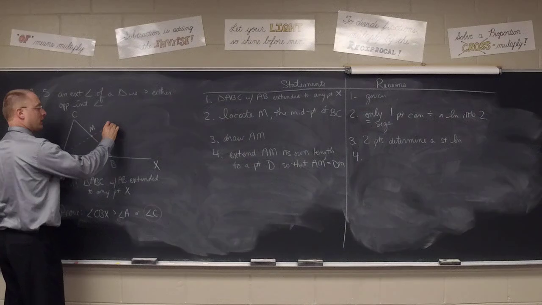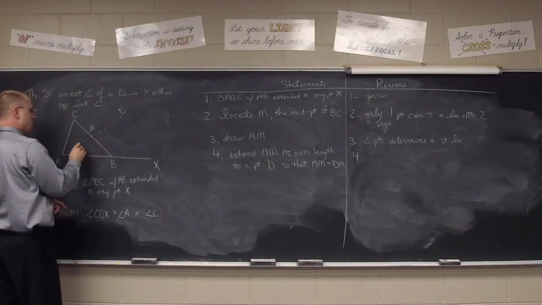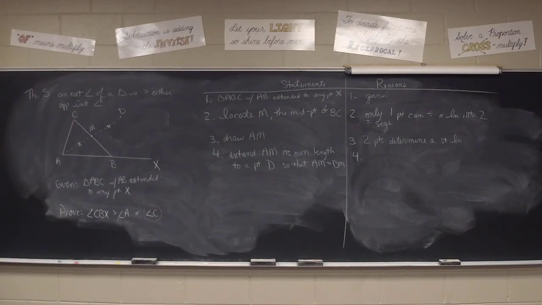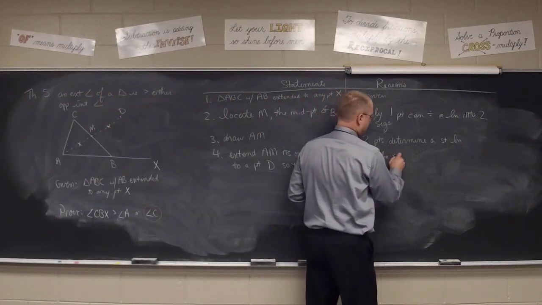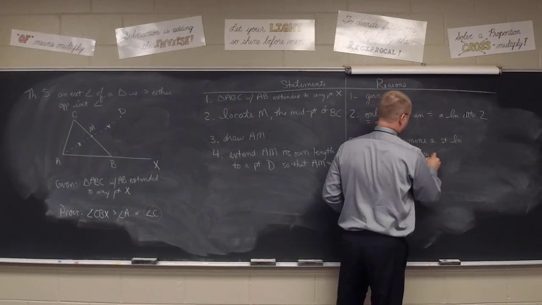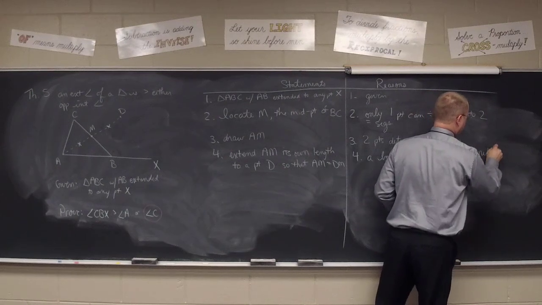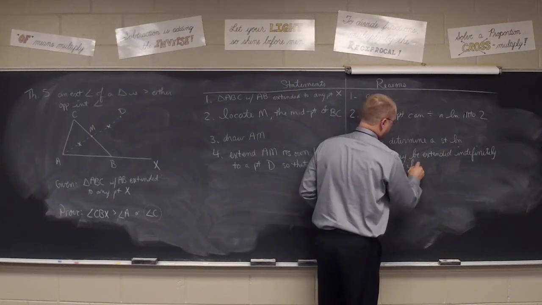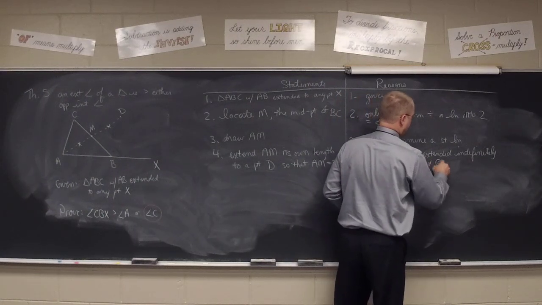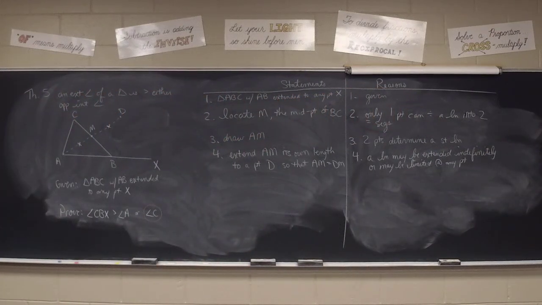So we are extending the line, but we're extending it exactly the same length that AM is, so that AM equals DM. Make sense? And the reason here: a line may be extended indefinitely, or may be limited at any point. Okay, finally something I can use shorthand on. All right, a line may be extended indefinitely or limited at any point.